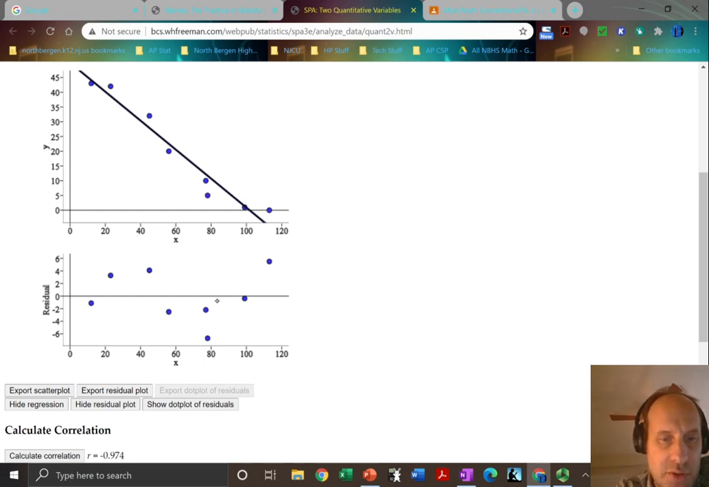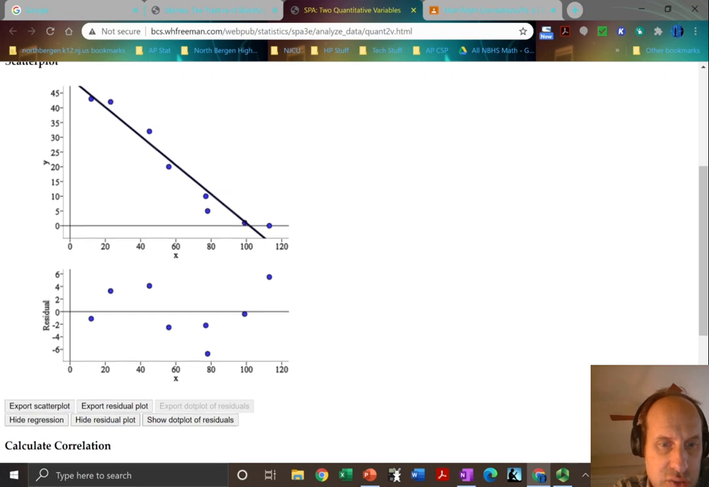We can see that from the residual plot. There it is, the 79. That's pretty high, it looks like it's at -6. And the other one at 116 is pretty high too, about 5 or something like that. So these are the two highest residuals. The other ones are pretty tight.